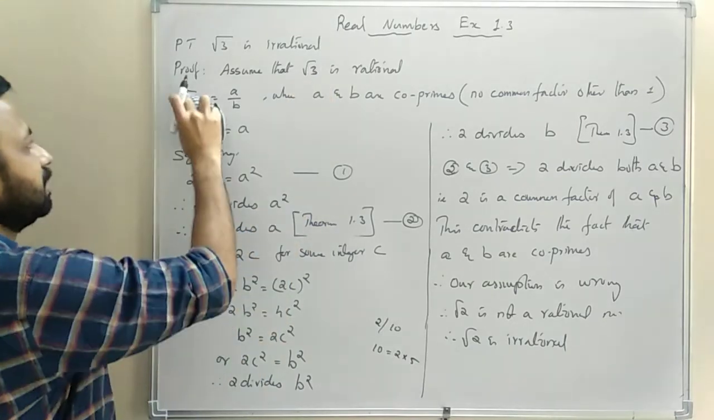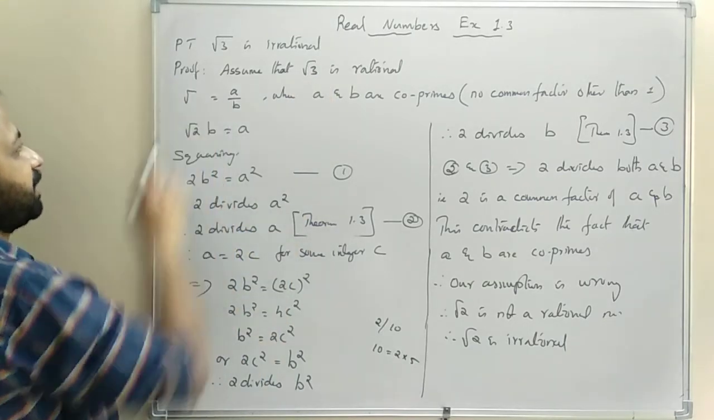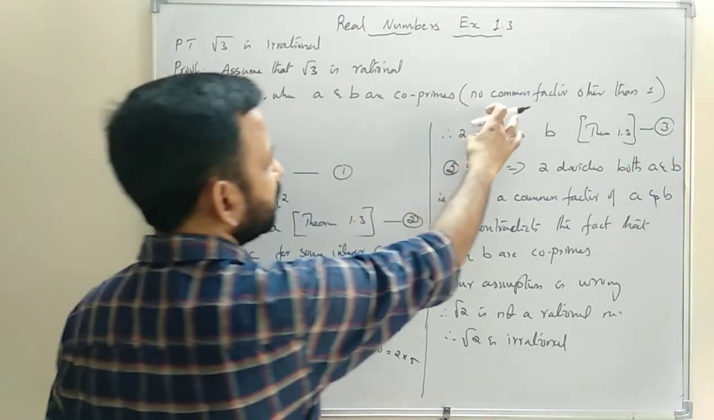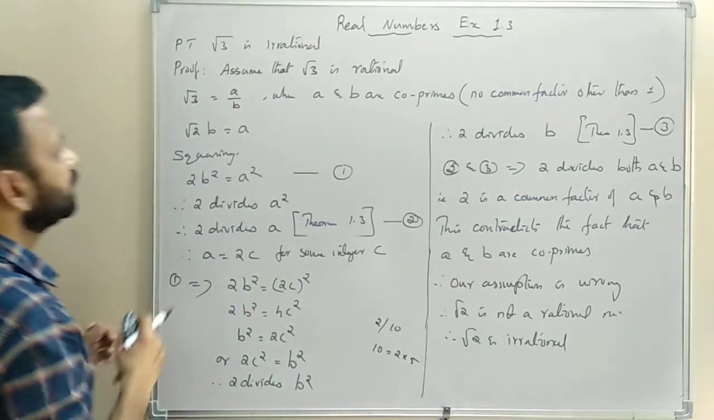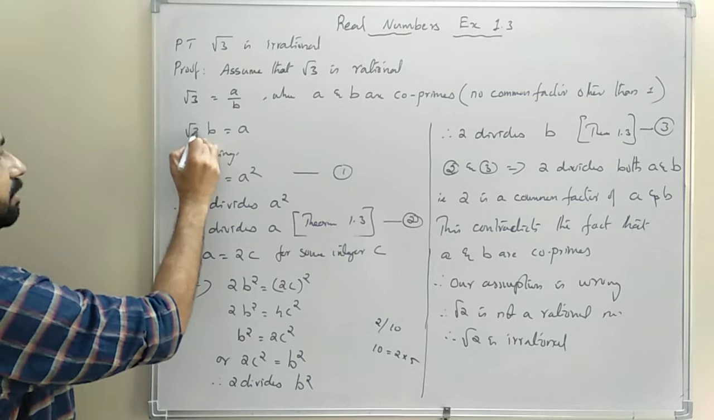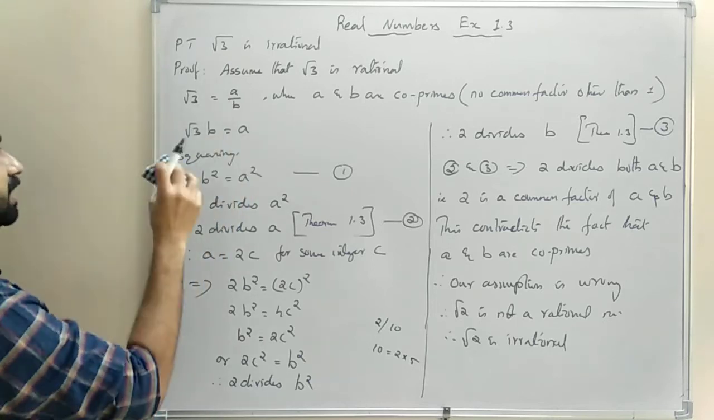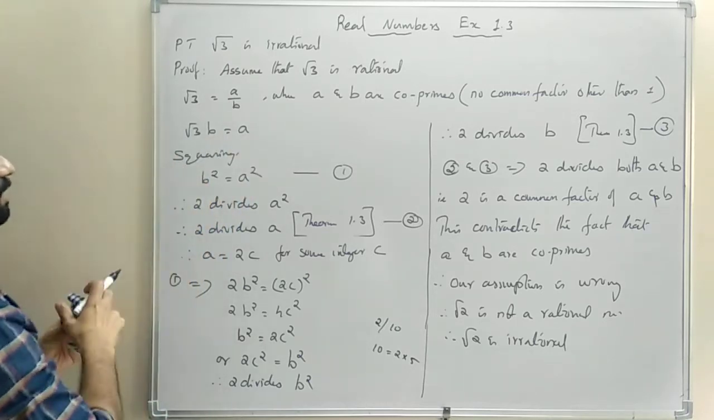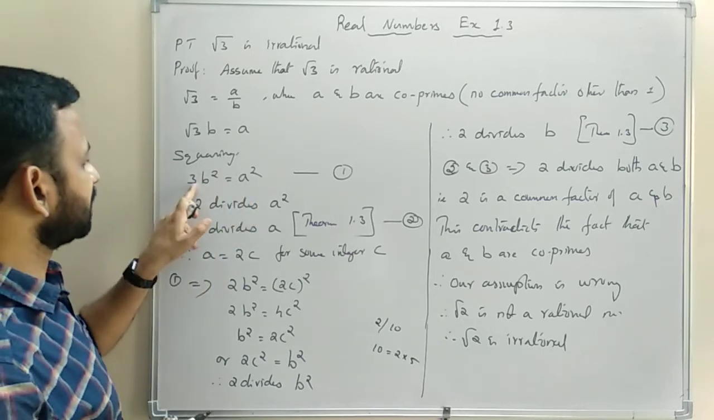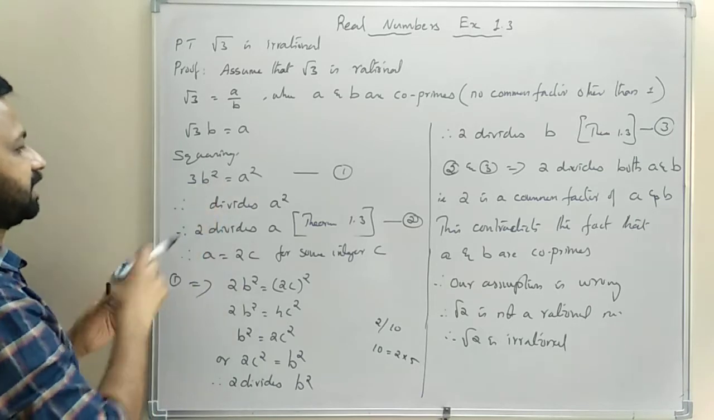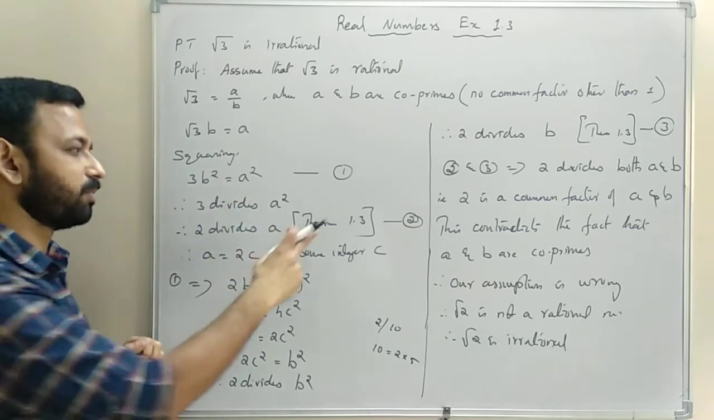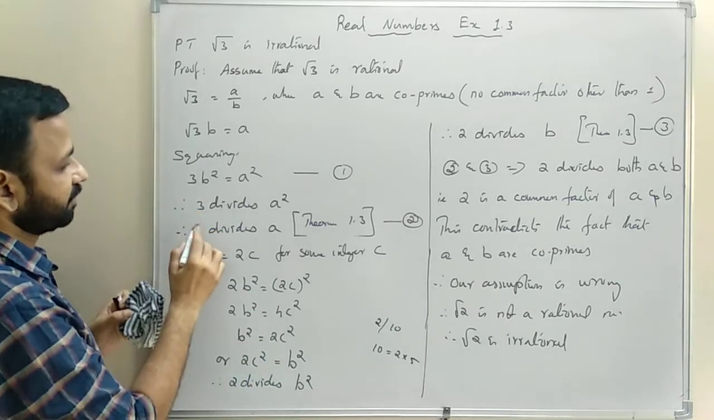Then a rational number can be written in p by q form. Root 3 is equal to p by q or a by b, where a and b are co-primes, with no common factor other than 1. Cross multiply: root 3 b equal to a. Squaring, root 3 square is 3, so 3b square equal to a square. So we can write 3 divides a square. If 3 divides a square, then by theorem 1.3, 3 divides a.